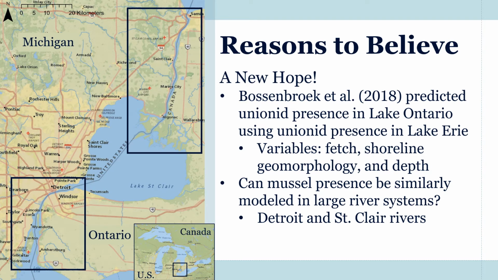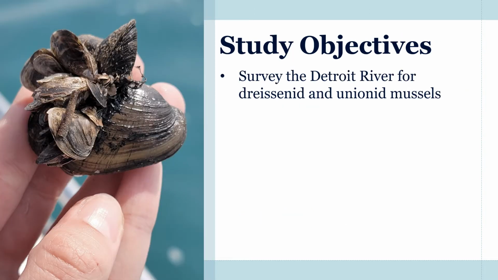Following up to this study, we are asking whether mussel presence can be similarly modeled in large river systems, particularly the Detroit and St. Clair rivers. This leads me to our study objectives.